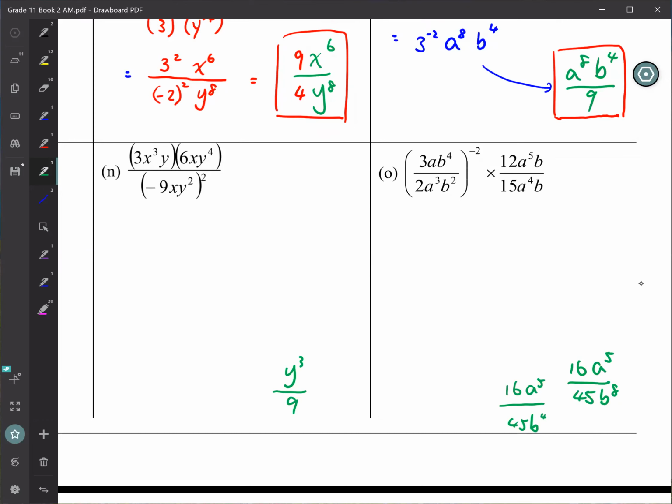Anyone else got different ones? I have a different one for n. For n, okay. What's your n? 2y over 9. Like this? Yeah. Okay. Anyone else?